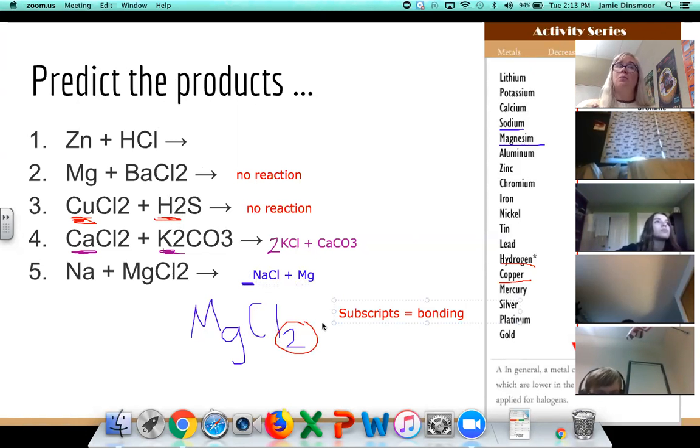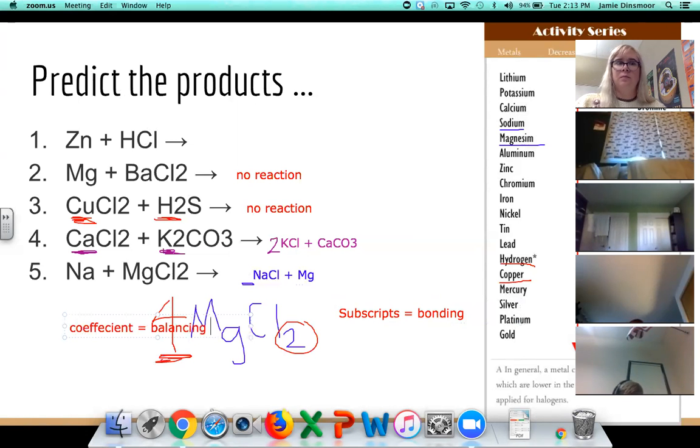Now, once you've made your molecules, right, and they've bonded correctly, then the number that you put in front, let's say we put a 4 here, right? This would not be correct for our equation, but we'll go with it. This is called your coefficient. This is for balancing your equation. So that's telling you how many magnesium chlorides you need for this reaction.